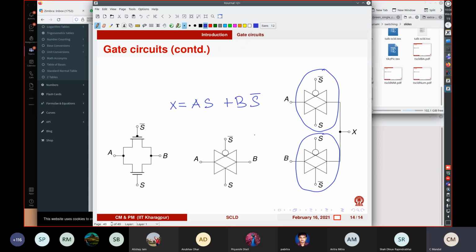So this is the working of it. What is this circuit called? It is selecting either A or B depending on the value of S. So this is called a multiplexer, a multiplexer built using transmission gates.